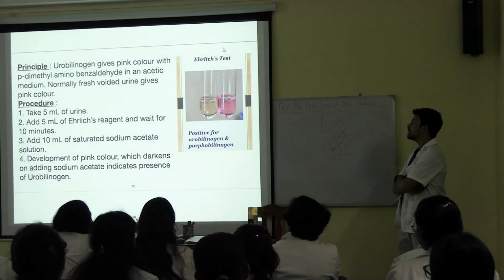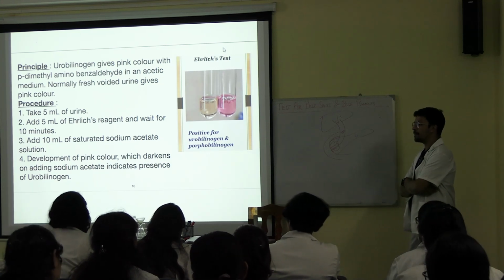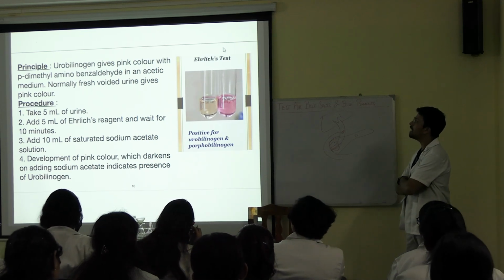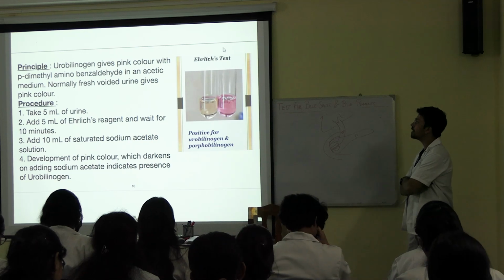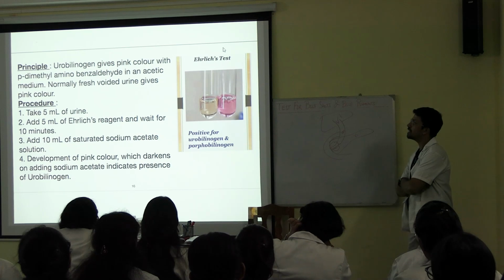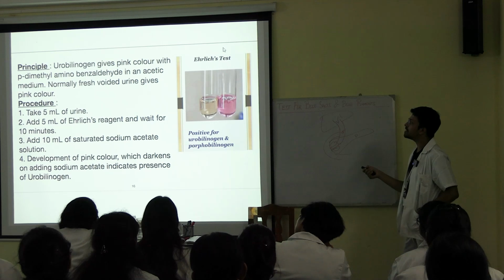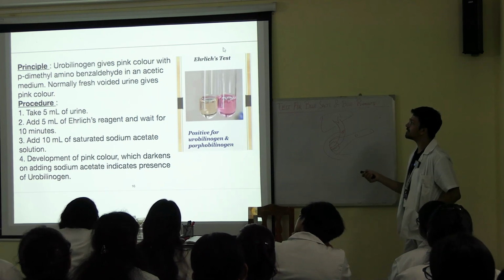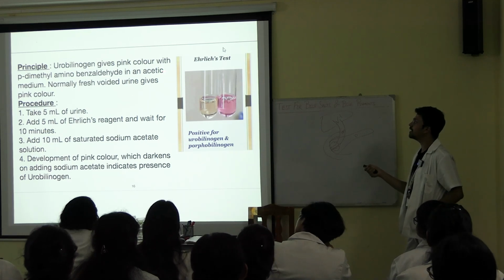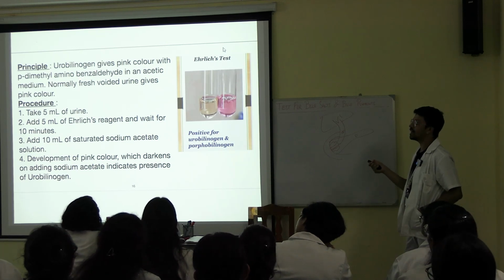Okay, let's see. The test is the Ehrlich test, which we are doing to identify the urobilinogen. Urobilinogen gives a pink color with para-dimethyl aminobenzaldehyde in an acidic medium. Normally the fresh voided urine gives pink color. Over here there is actually nothing to understand. First of all, the urobilinogen is there and there is Ehrlich reagent as well. The Ehrlich reagent contains the para-dimethyl aminobenzaldehyde in composition with HCl. HCl is giving that acidic medium. Here it will be acidic, not acetic, it's a typing error. So para-dimethyl aminobenzaldehyde along with HCl is known as the Ehrlich reagent.